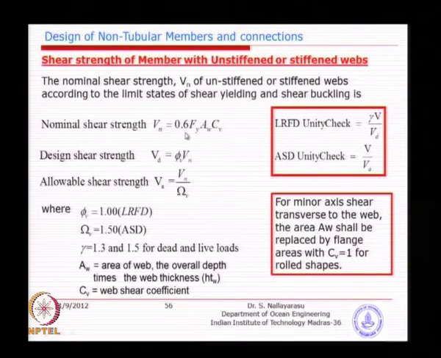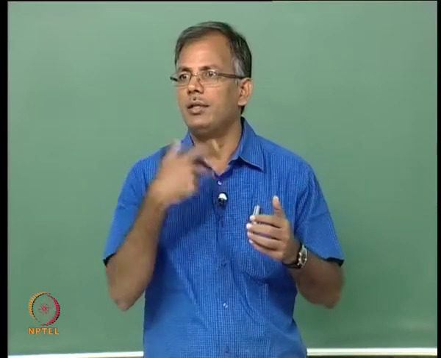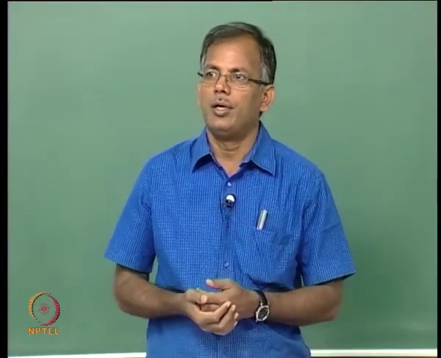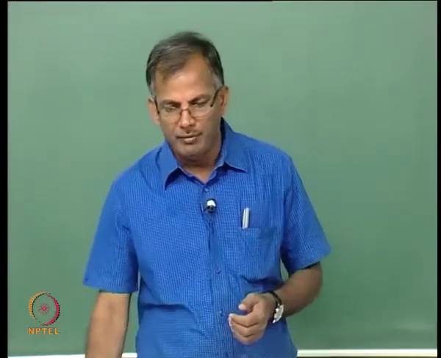So you see here 60% of yield multiplied by the area of web, that is the allowable or nominal shear strength of the web or the member in question. If it is a horizontal shear, then you will be replacing this AW by the area of the flange, because for a vertical shear you will take the capacity of the web, whereas for a horizontal shear you will take the two flanges, top and bottom flanges area, for the AW.